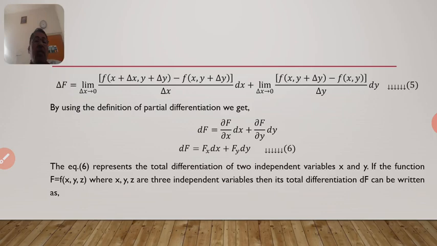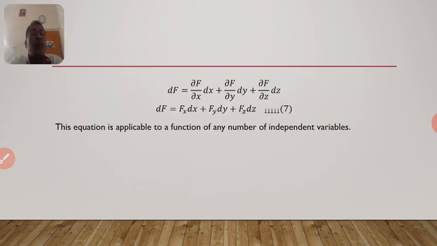If the function f equals f of x, y, z, where x, y, z are three independent variables, then its total differentiation df can be written as df is equal to dou f upon dou x into dx plus dou f upon dou y into dy plus dou f upon dou z into dz. Therefore, df equals f_x dx plus f_y dy plus f_z dz. This is equation number 7.